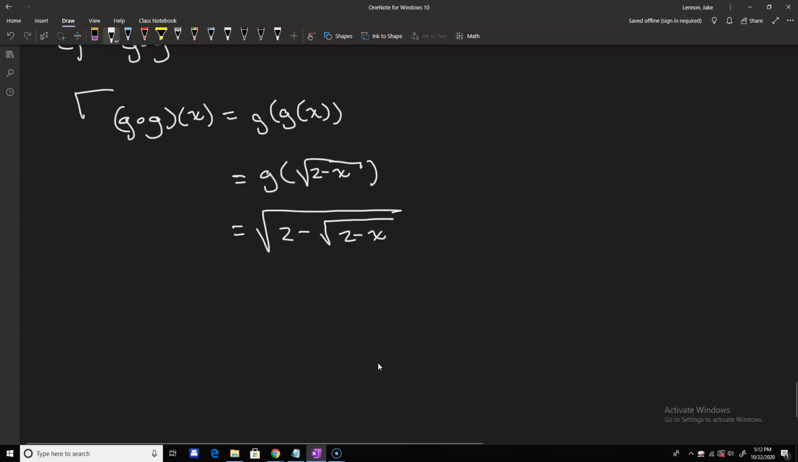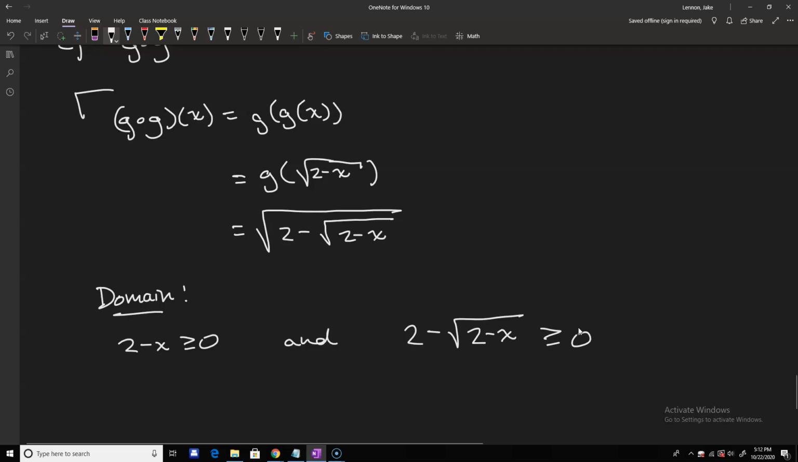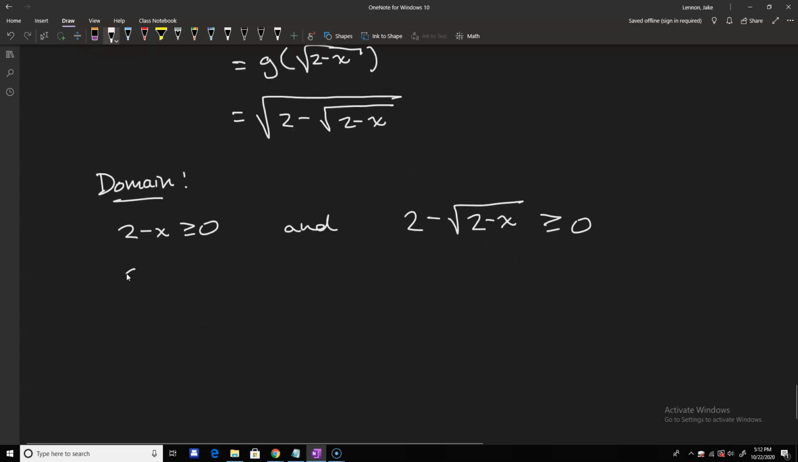So if we want to think about the domain, what needs to happen? Well, let's investigate by looking into the furthest radical, 2 minus x. So we need 2 minus x to be greater than or equal to 0, certainly. But we would also need the whole thing, 2 minus the square root of 2 minus x, since it's underneath a radical as well, to be greater than or equal to 0. So we can solve each one of these things. So the first one is quite easy, just add x, and you have 2 greater than or equal to x.